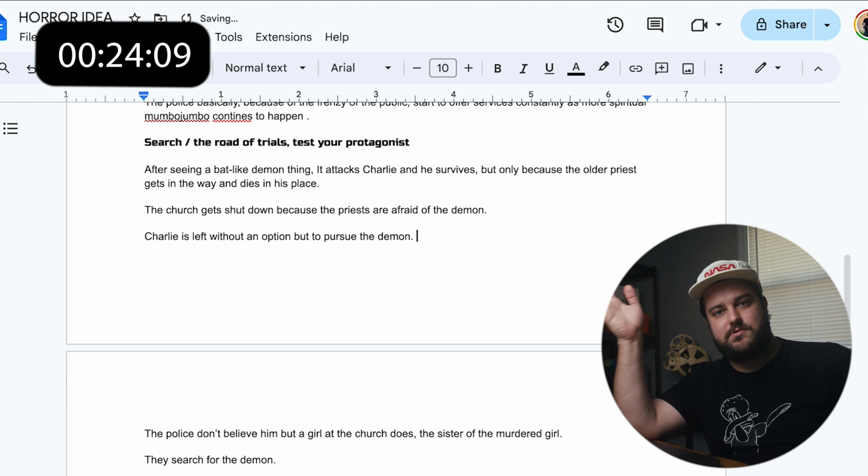Because then also it's interesting that the older priest saw something in Charlie that was worth defending, but because he defended him, now the entire church is ruined. So Charlie has had his need, his want taken away by this demon. That makes it more personal, right? So now we're going to go into the meeting the goddess.